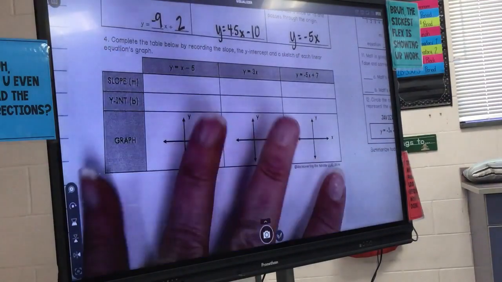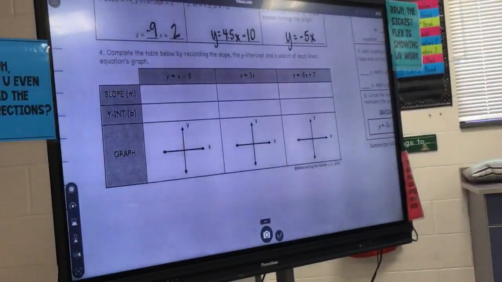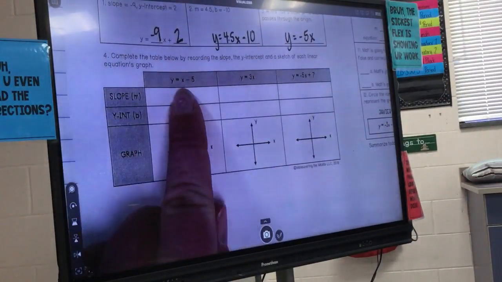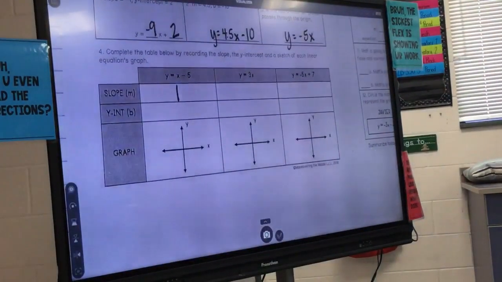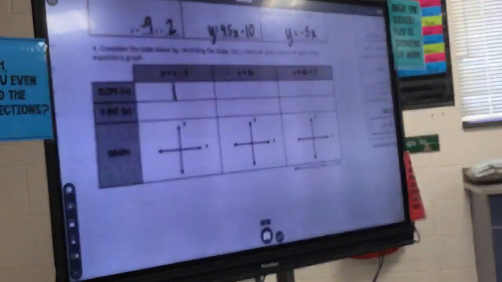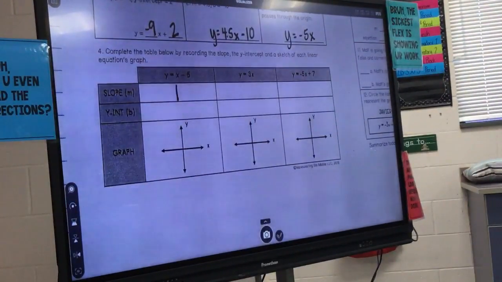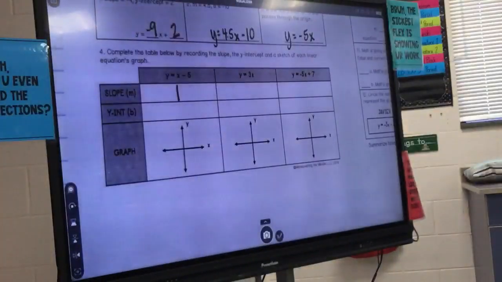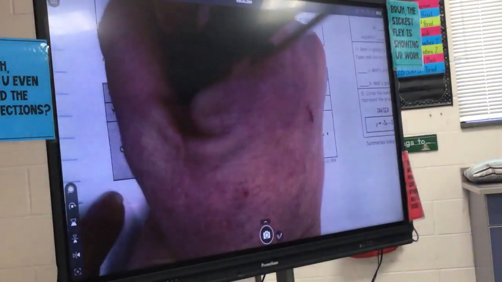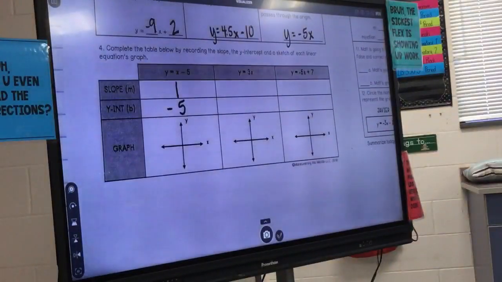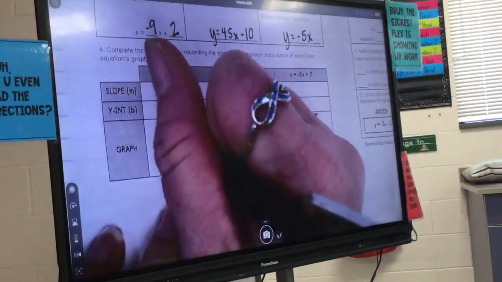So what is our slope? What number is connected to that variable? What number is connected to the variable right here? Nevaeh. What is our y-intercept? Jeffrey? -5. Okay. So with that, we know our slope is going to be positive, and it's going to go through somewhere down here in the negative.